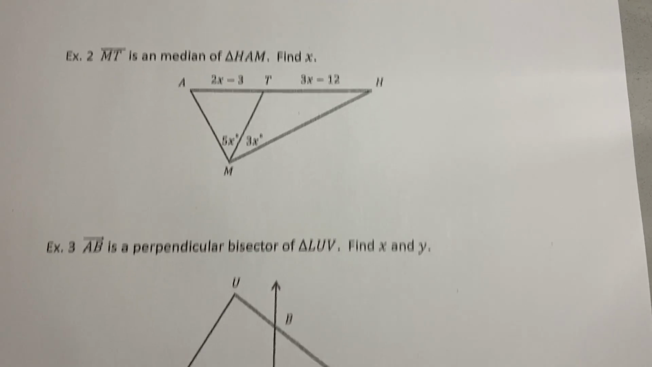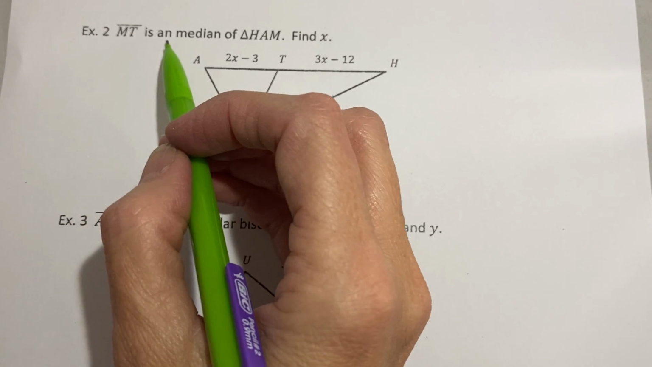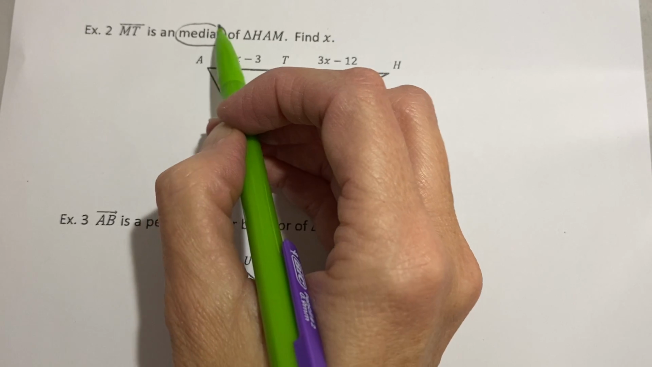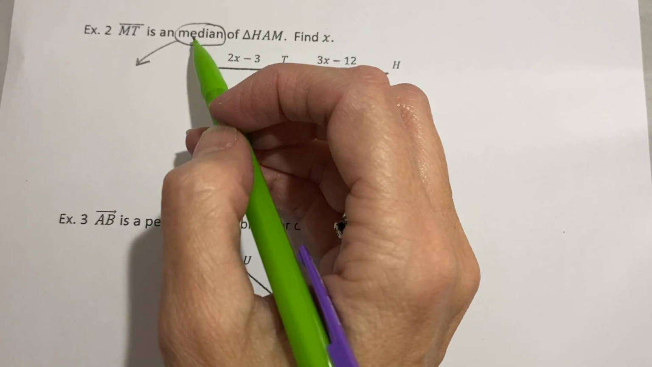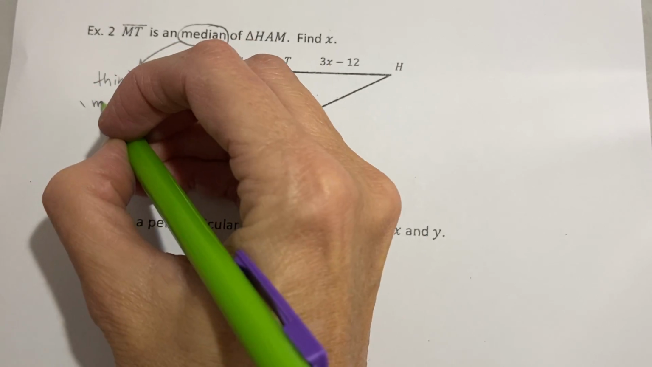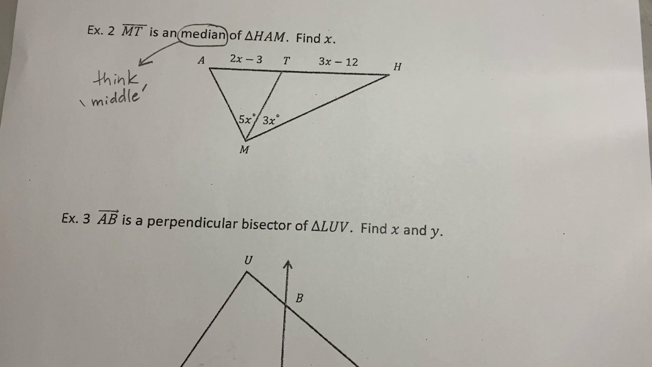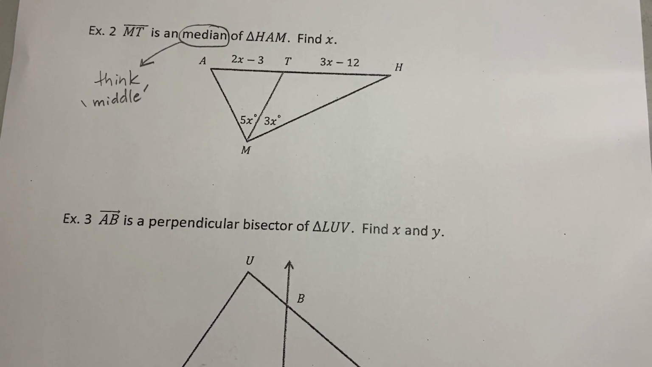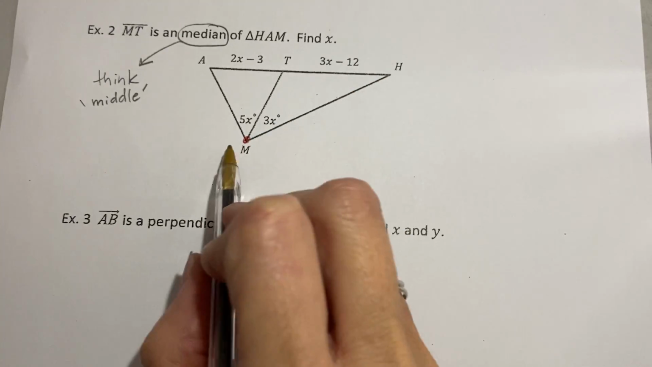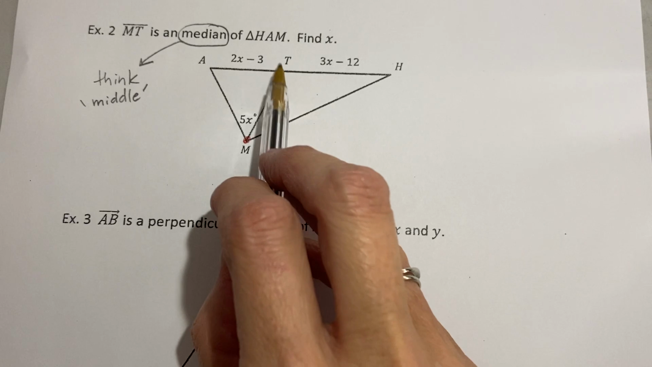All right, example 2. This time it says segment MT is a median. So the word is median. And remember when we wrote on your tip chart a minute ago, think middle. When you hear the word median, think middle. It's that thing in the middle of the road. So what a median does, it starts at a vertex, starts at M, because it says it's segment MT. It goes to the middle of the opposite side.